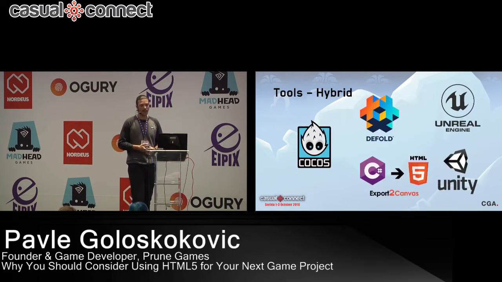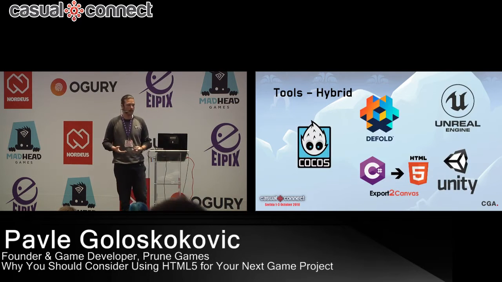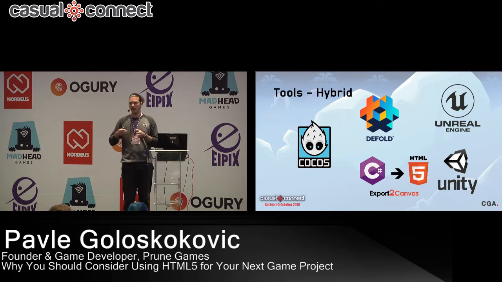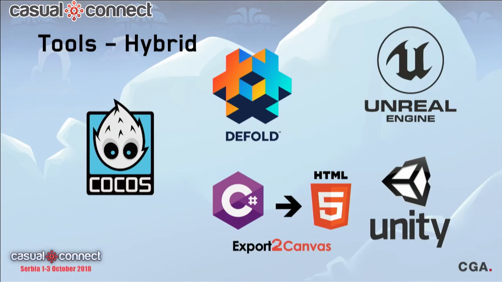Then we have tools that I call hybrid tools. Might not be the best naming, but I call them like that because you can use other technologies to finally have an HTML5 build. So there's Cocos2D. It's a very popular tool. It's free and open source, and it comes with the Cocos Creator environment, which is also free and open source. Then we have Defold, which was developed by King, the company behind games such as Candy Crush Saga and similar.